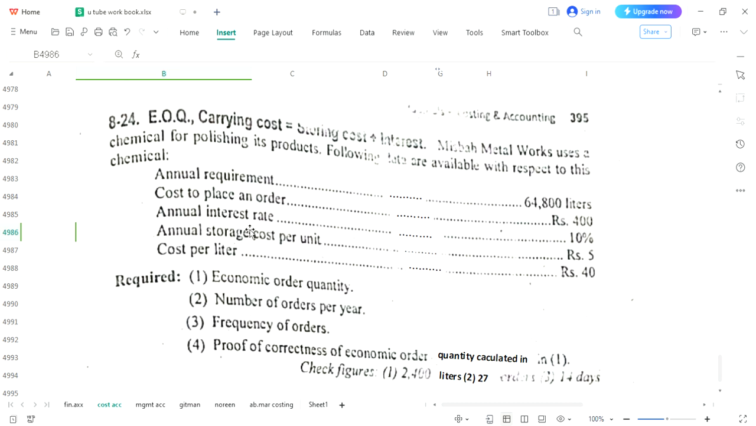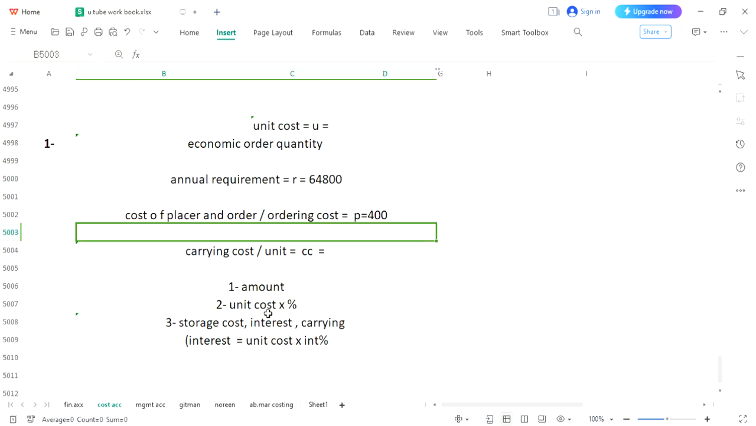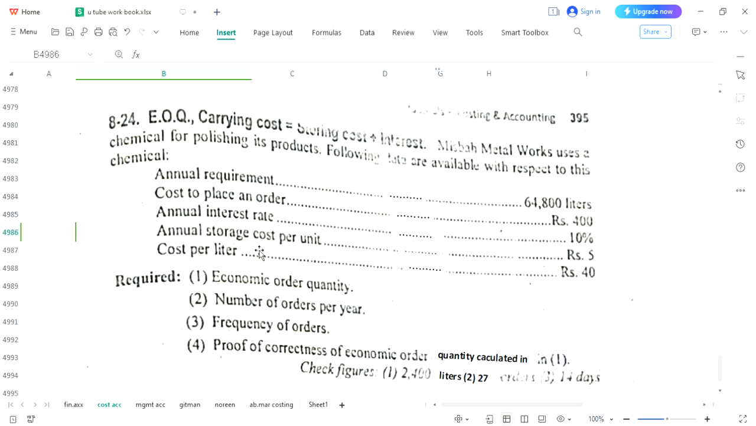Look here, interest rate and storage cost are given separately. So for carrying cost, as I have told you, in carrying cost you may have storage, interest and carrying cost. So 1 and 2 are absent in the question. This carrying cost would be calculated according to the third option. And how will you calculate it? You will go to the question and see the interest rate is given as 10%.